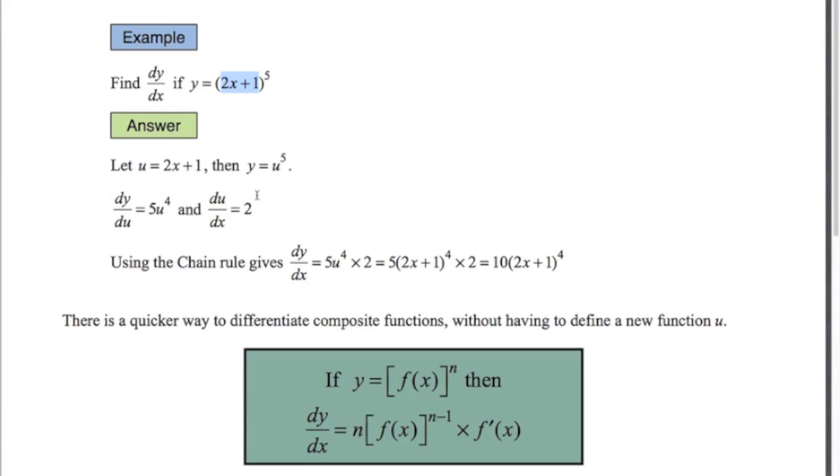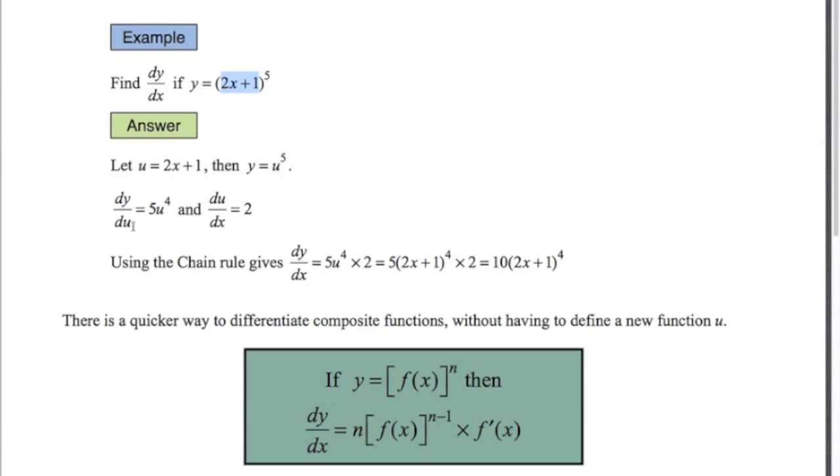dy/du, the derivative of y with respect to u, is 5u to the power of 4, just using the rules that we did before. du/dx, the derivative of this function u with respect to x, is just 2, the number in front of the x. The derivative of 1 is just 0.